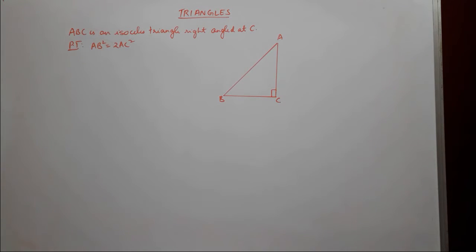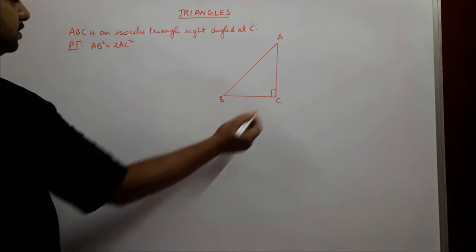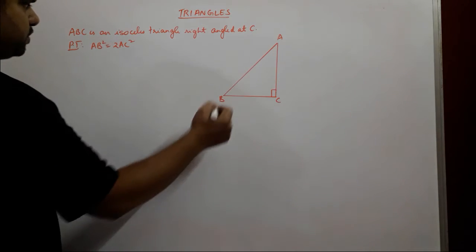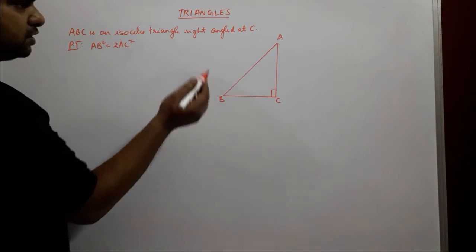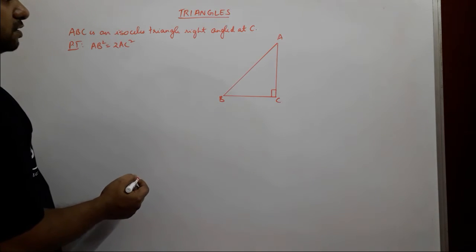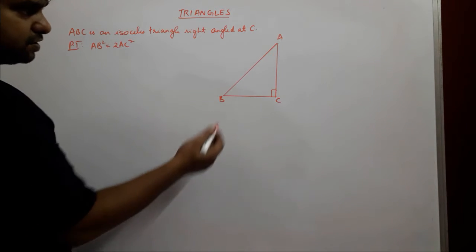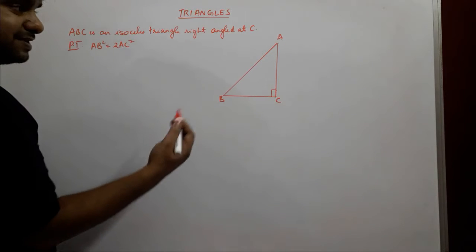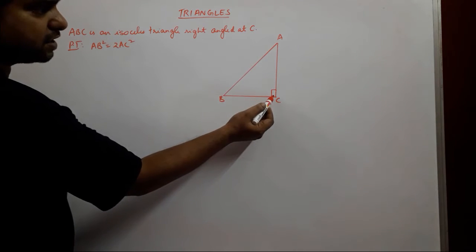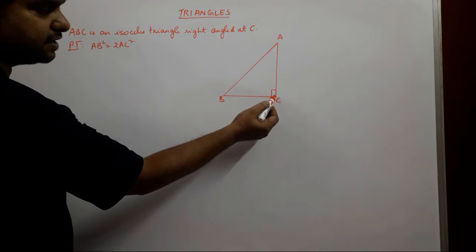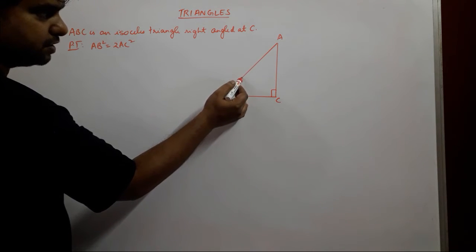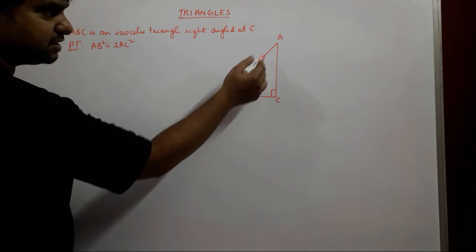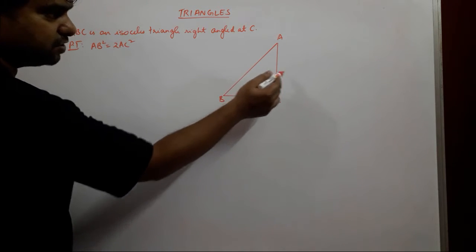We are given ABC is an isosceles triangle right angled at C, and we are asked to prove AB square equal to 2AC square. Isosceles triangle means two sides of a triangle are equal. So which sides are equal? If this is a right angle triangle, right angled at C, that means the side opposite to this has to be the longer side, the hypotenuse. Which means that this side is going to be longer than the other two sides.